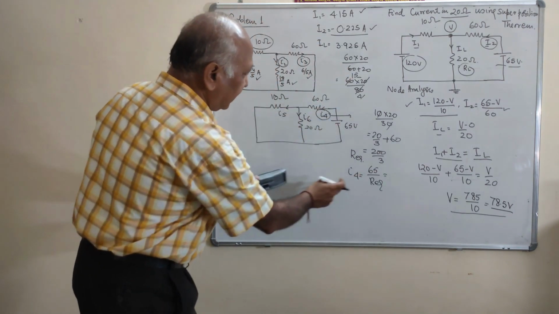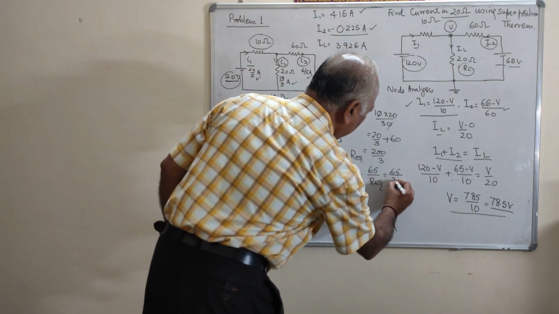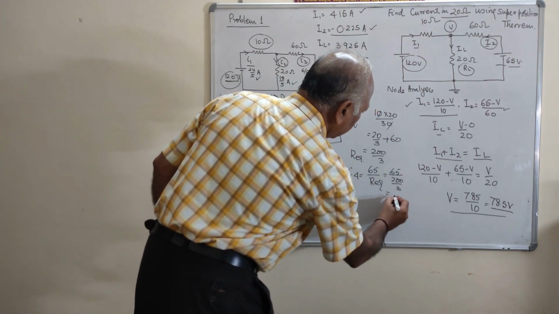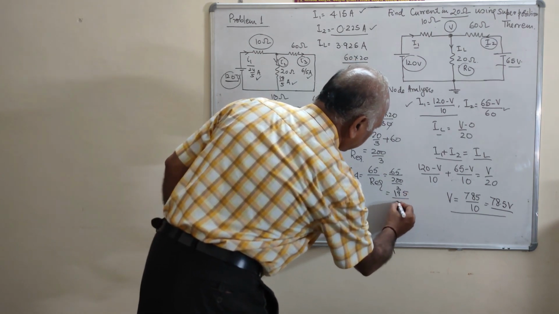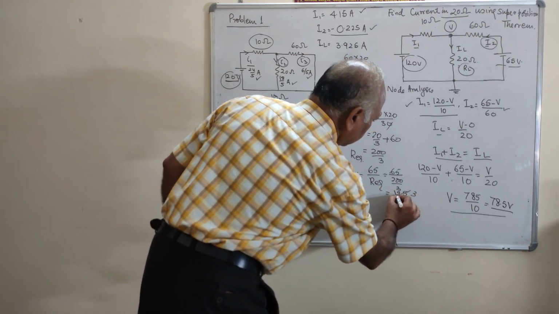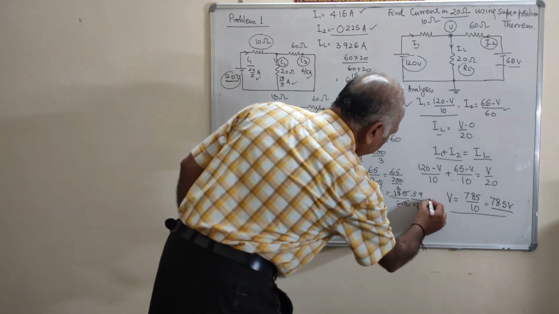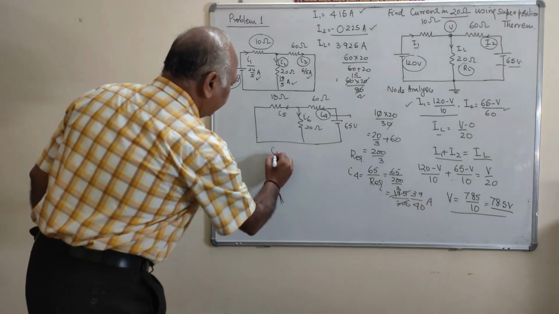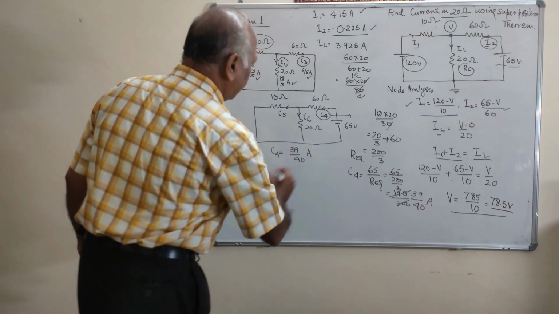65 को किससे डिवाइड करेंगे? R equivalent से डिवाइड करेंगे. That is 65 upon 200 upon 3, that is equal to 3 5s are 15, 195 upon 200, 5 3s are 15, 39 upon 40 ampere. Then what is the value of I4? I4 is equal to 39 upon 40 ampere.